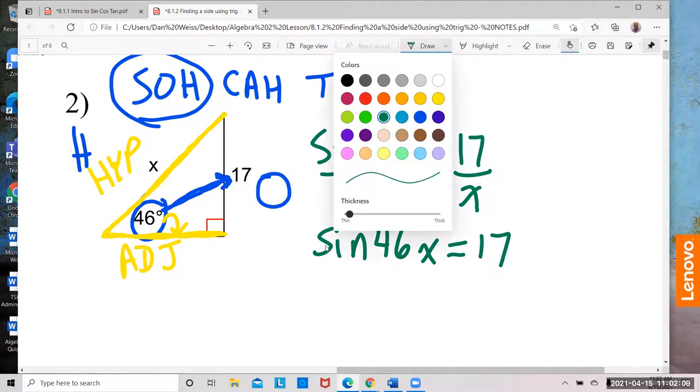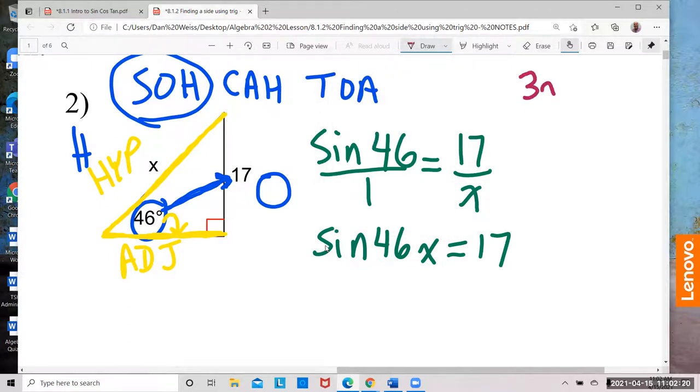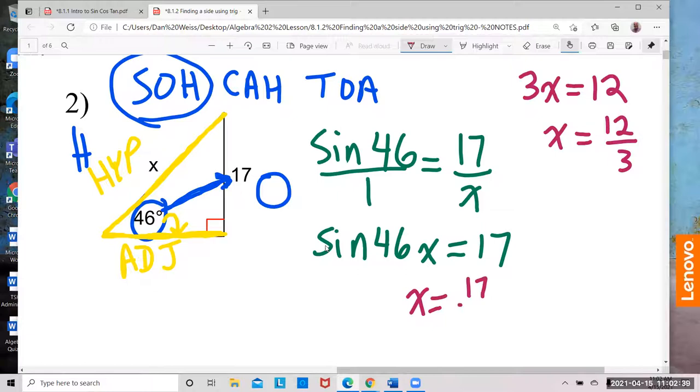Now let me ask you a question. Remember back in the day when we did 3x equals 12? We did, to find x, we did 12 divided by 3, right? Yeah. So aren't I going to do x equals 17 divided by sine 46? That makes sense?